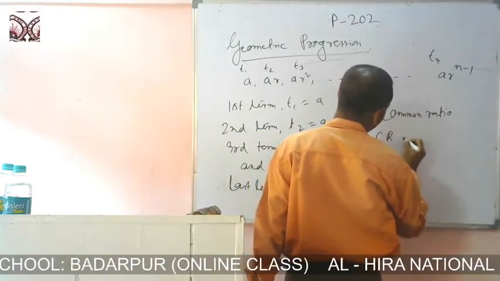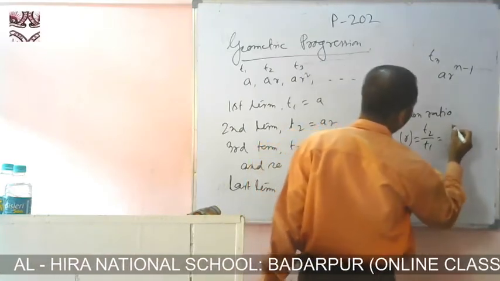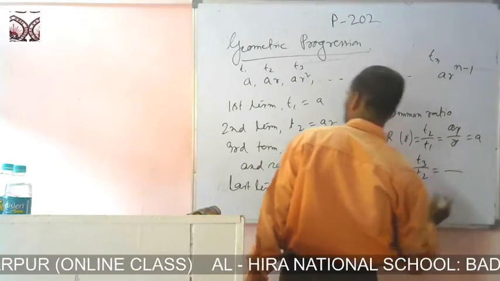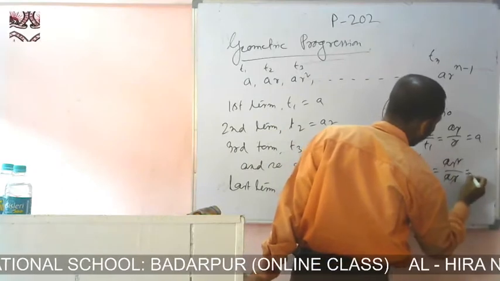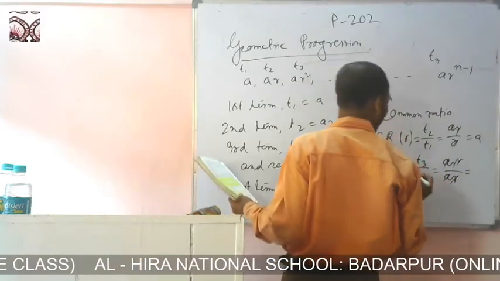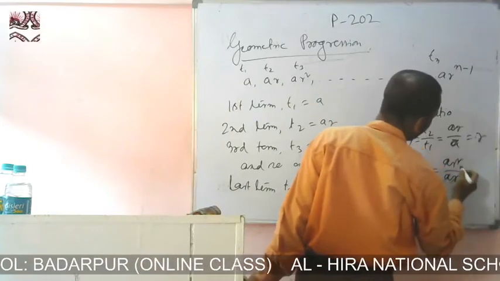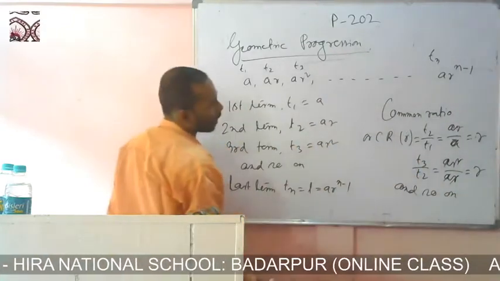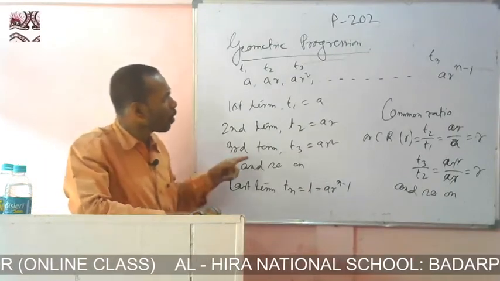Common ratio, or CR, or R, will be T2 by T1, which is AR by A, equal to R. And T3 by T2: T3 is AR square by AR, A cancels, and this is also R. So the common ratio is the same. In AP the common difference must be the same, and in GP the common ratio must be the same.